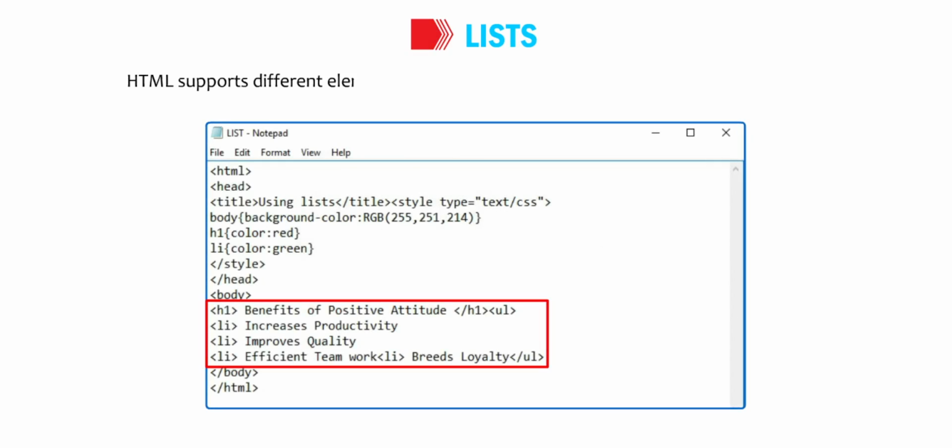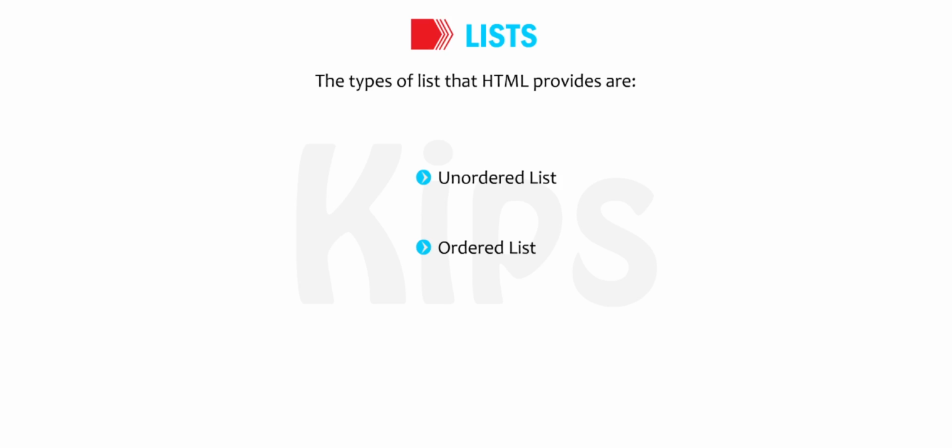HTML supports different elements to create a list for displaying items in a specific order. A list can be defined in different styles. The types of lists that HTML provides are unordered list, ordered list, and description list.